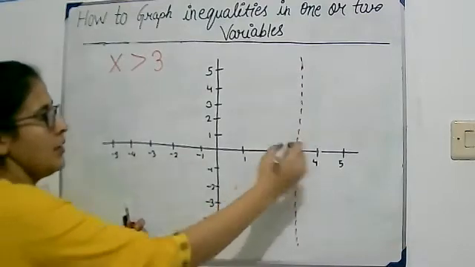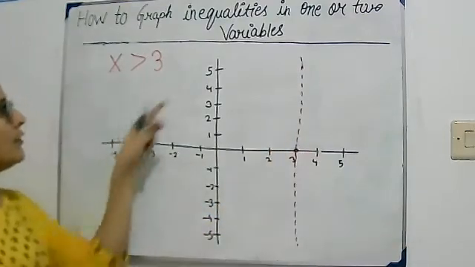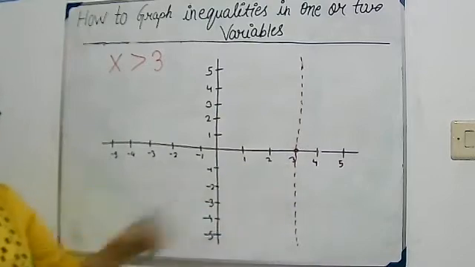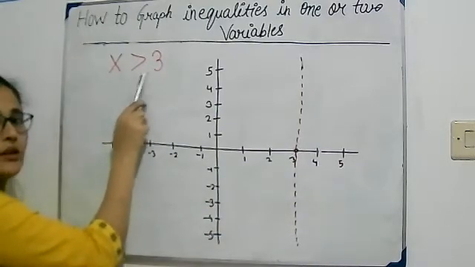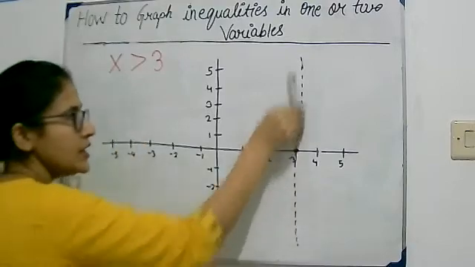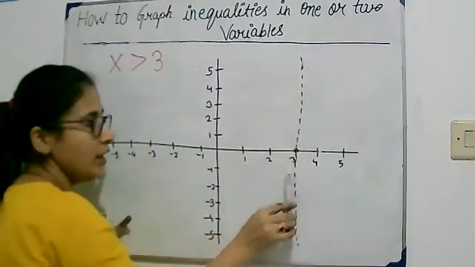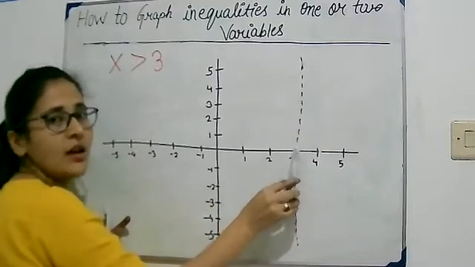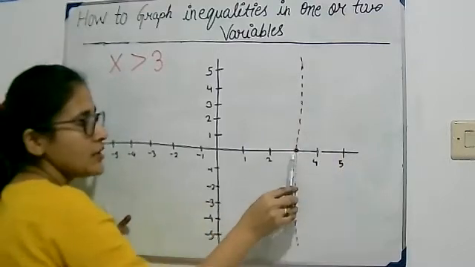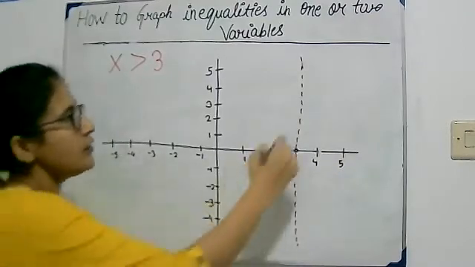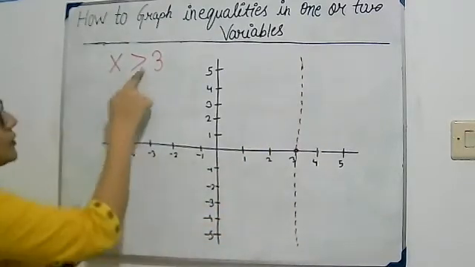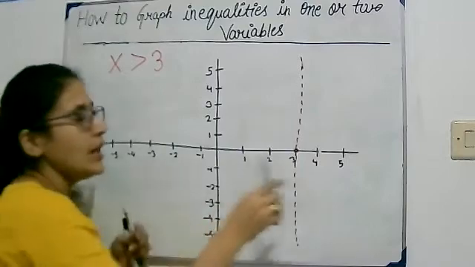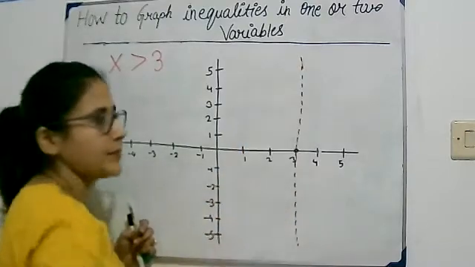Now, why is it a dashed line? Because here all values are greater than 3. Here there is no equal to sign. That means this point is not included in the range of answers. So that's why this line is a dashed line. If there is an equal to sign also, then the line is going to be a solid line.